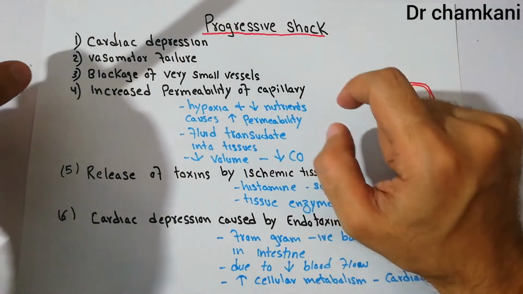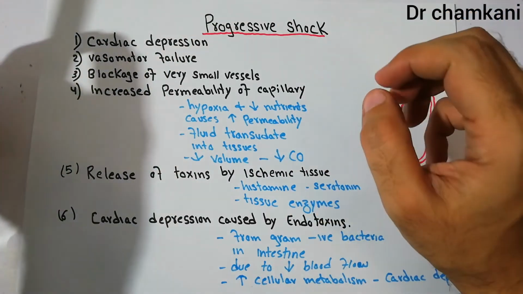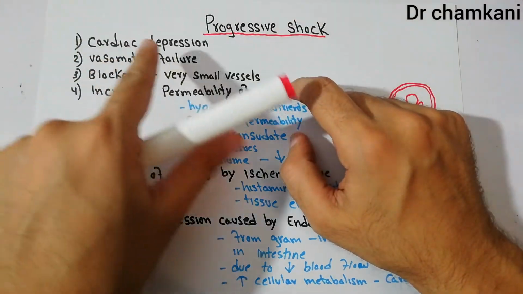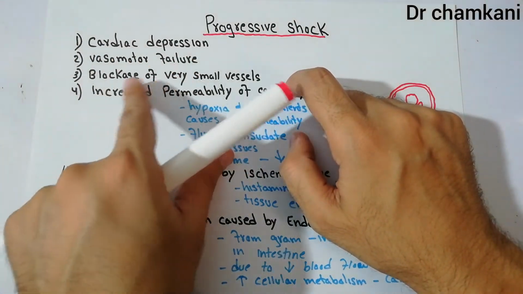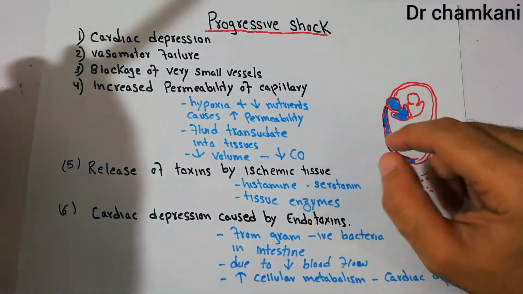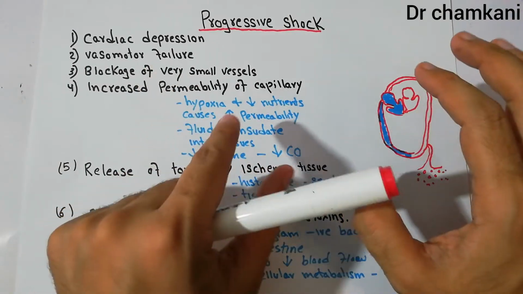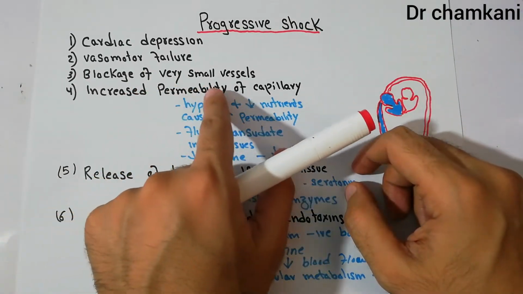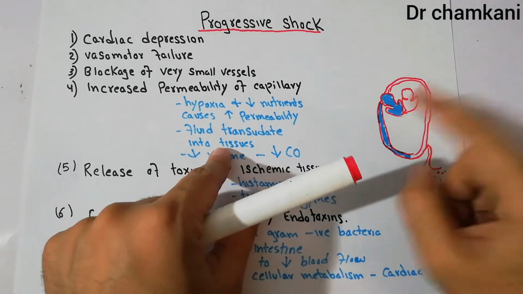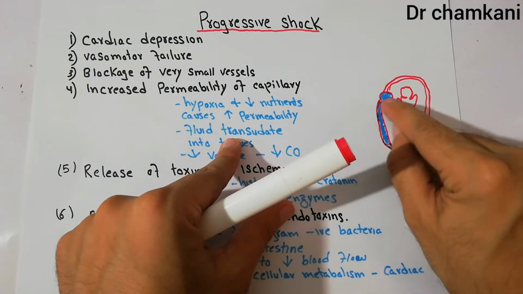Now in the progressive shock, there are some important feedback mechanisms or factors. Three of them have been discussed in detail: the cardiac depression, the vasomotor failure, and blockage of small vessels, for which you can watch the previous lectures. Now coming to the fourth factor, the fourth feedback mechanism which progresses the shock more, is the increased permeability of capillaries. Here we see blood from the body returning to the right side of the heart.